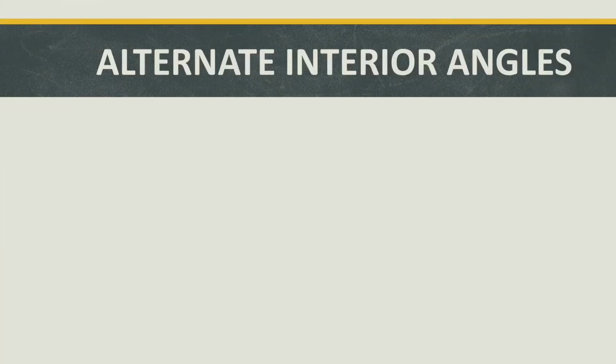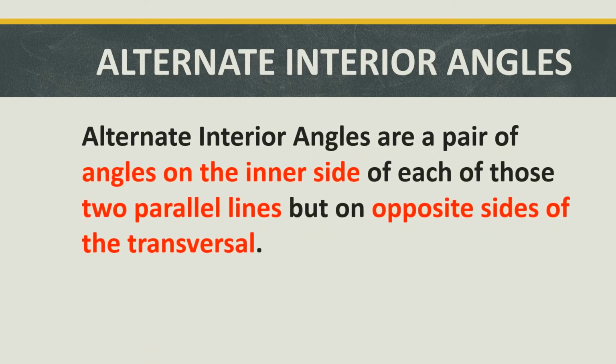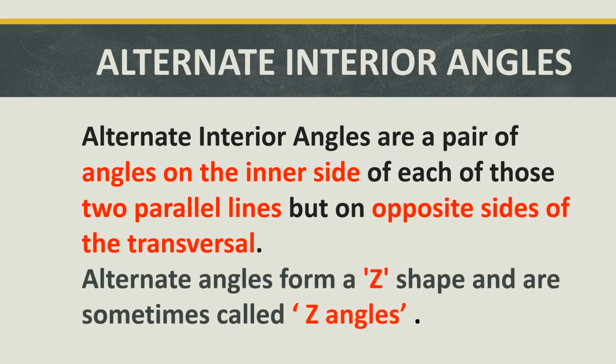Now let's learn alternate interior angles. Alternate interior angles are a pair of angles on the inner side of each of those two parallel lines, but on the opposite side of the transversal line. Alternate angles form a Z shape and are sometimes called the Z angles.